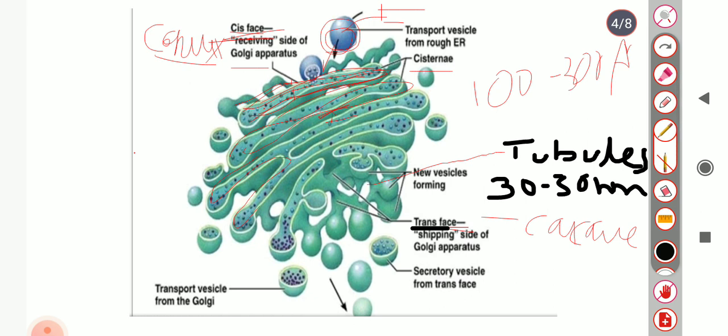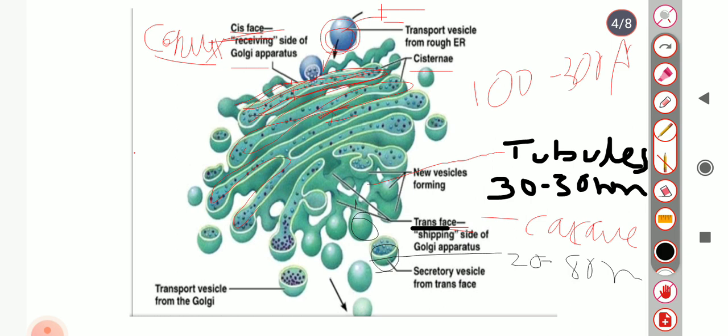Let's come to the vesicle. They are small sac-like structures, you can see that these are vesicles, small sac-like of 20 to 80 nanometer diameter. The vesicles are found attached to the tip of tubules. You can see that these are the vesicles and they are attached to the tip of the tubule, and form various levels in the network.